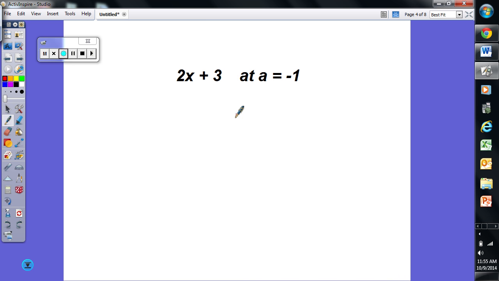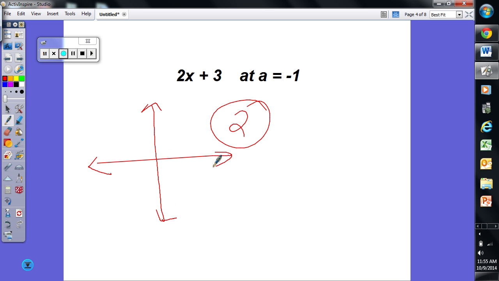The next one, the derivative of 2x plus 3 is simply 2. Because the derivative of 2x is 2 and the derivative of 3 is 0. At a equals negative 1, it's still 2. And think about why that is. Remember, the derivative is the slope of the tangent. So if we're looking at a line with a slope of 2, the slope of any tangent to that line anywhere is going to be 2. It's a constant.